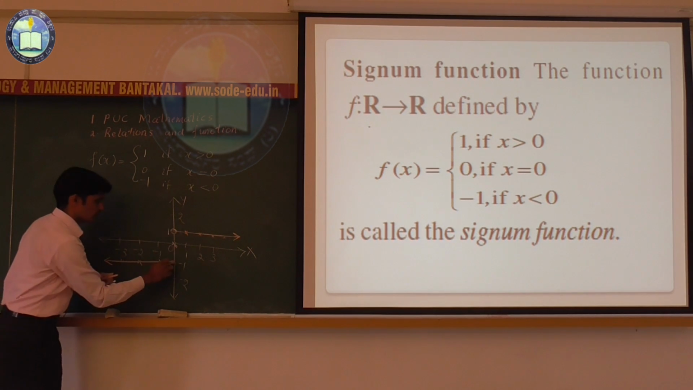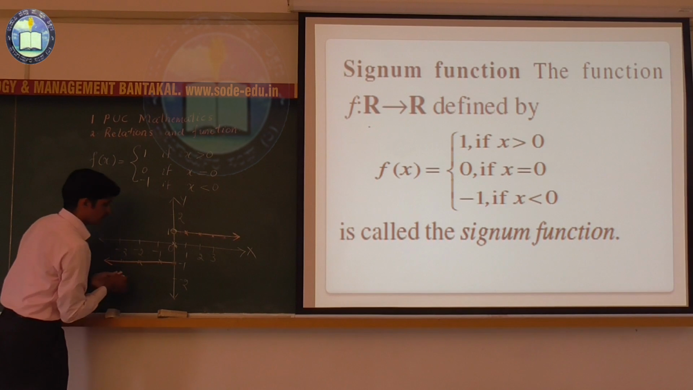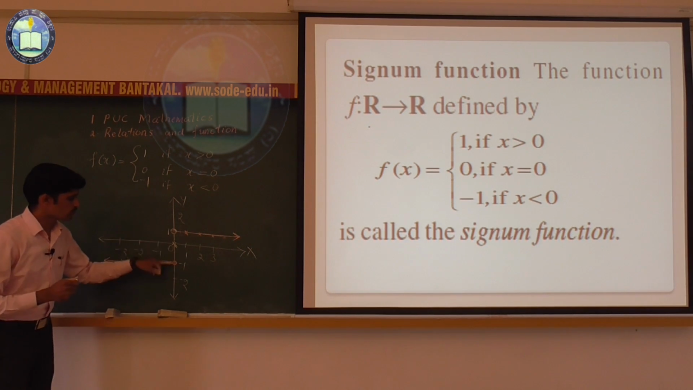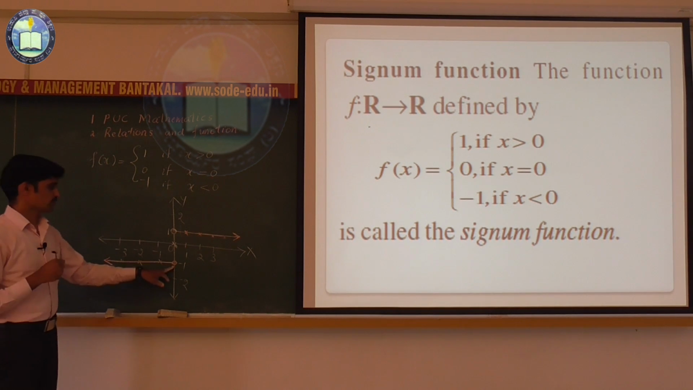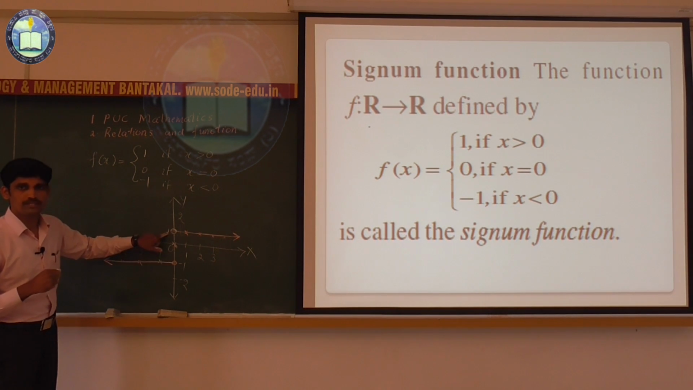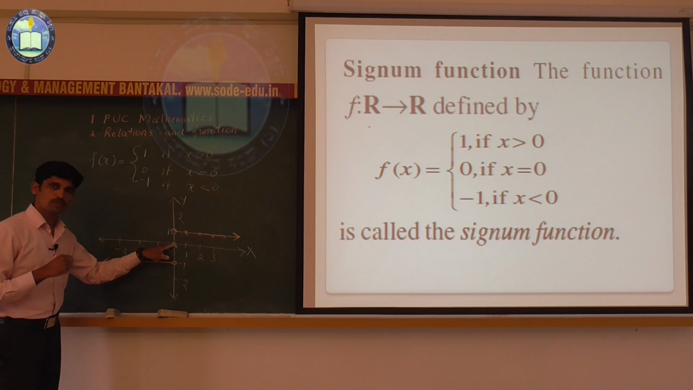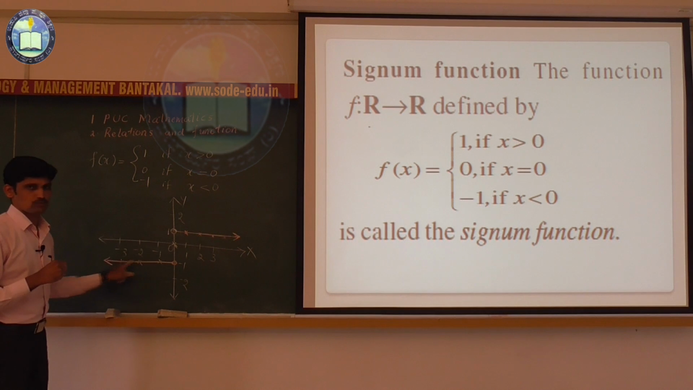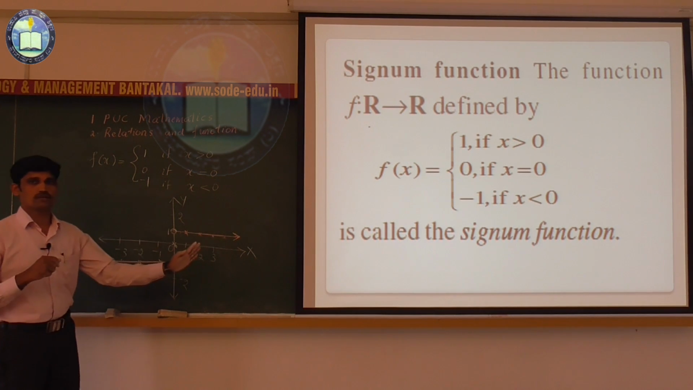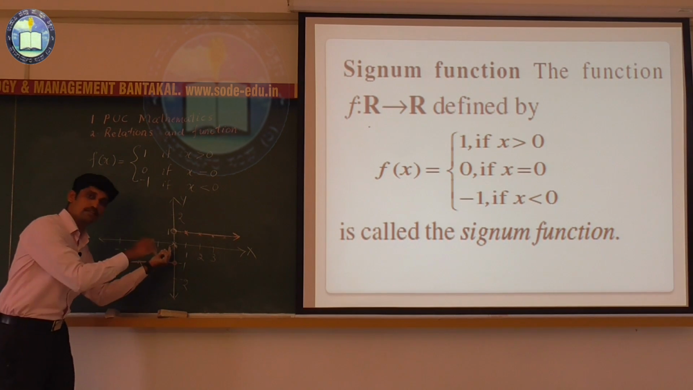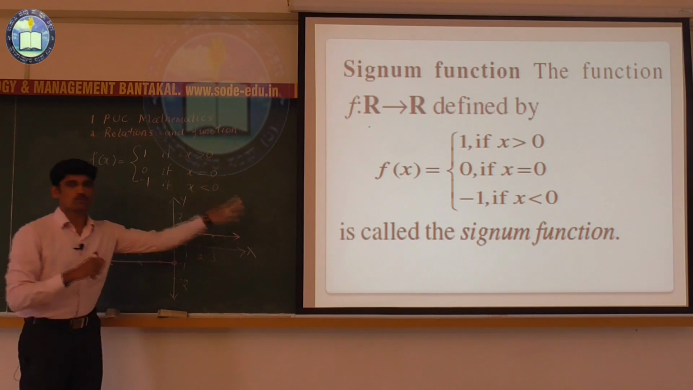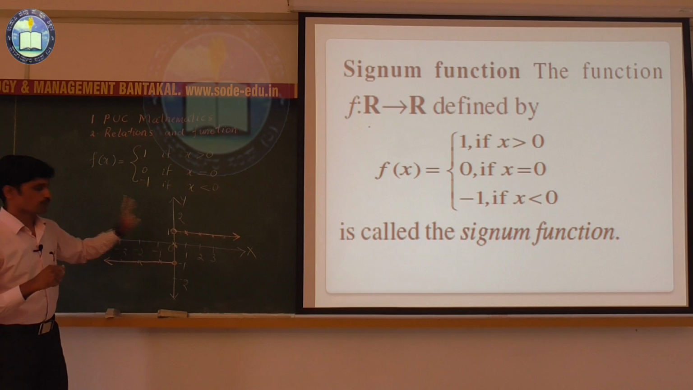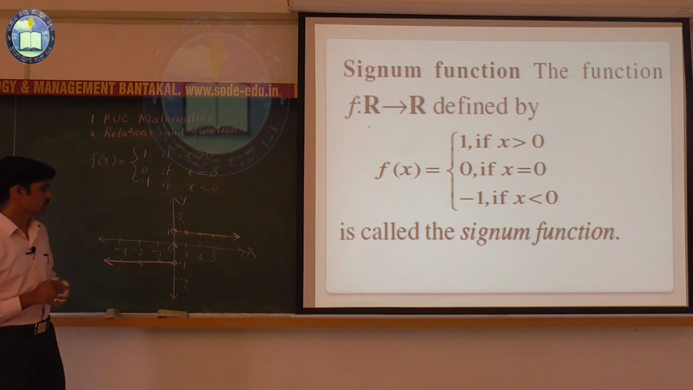But when x equal to 0, this is not the value. So we have to write a small circle here indicating that when x equal to 0, this is not the image of f of 0. F of 0 equal to 0, and for all x less than 0, its value is minus 1. For all x greater than 0, however close it may be to the value 0, its image is 1. But when x equal to 0, its image is 0. So this is about the signum function.